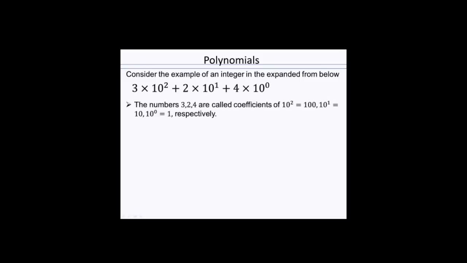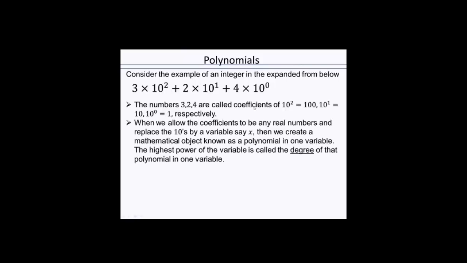Let's look at a new mathematical object, polynomials, that we briefly mentioned when we were looking at the first few lectures when we talked about numbers. So if you look at our counting numbers in the expanded form, the 3, 2, and 4 are called coefficients of 10 squared, 10 to the 1, 10 to the 0, respectively.